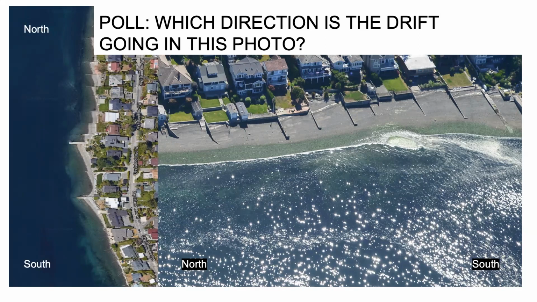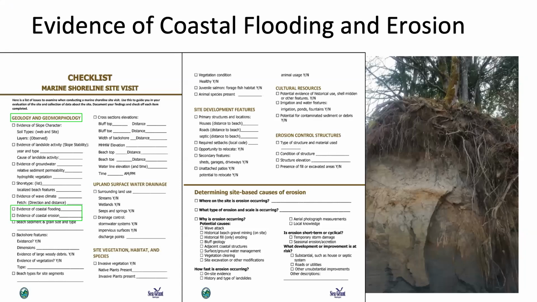So let's move on. As we go, we'll discuss assessing levels of risk, future slope failure, and impact to important infrastructure on the shore. What better way than to document the observed flooding or erosion that's already occurring?